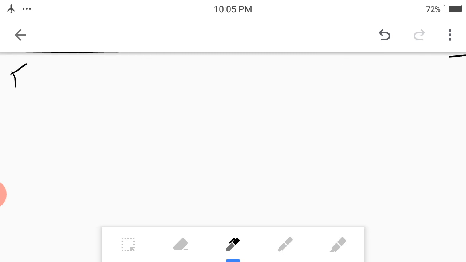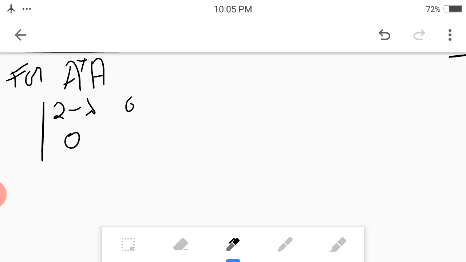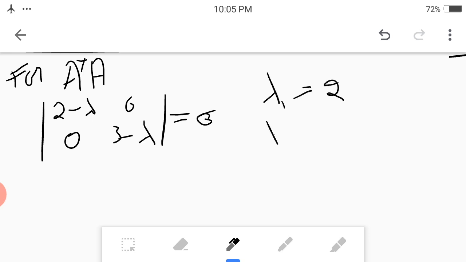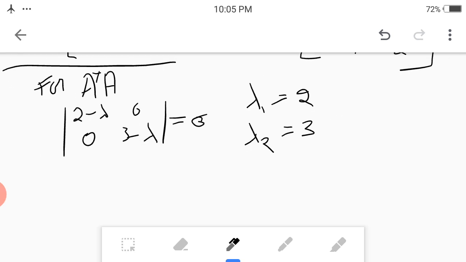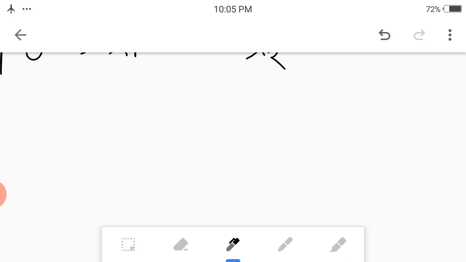So for A transpose A, we are finding the lambda values, that is sigma 1 square, sigma 2 square. So what is the lambda here? 2 minus lambda 0 0 3 minus lambda should be 0. Your lambda 1 is 2, lambda 2 is 3. Now we will move on quickly to find vectors v1 and v2.